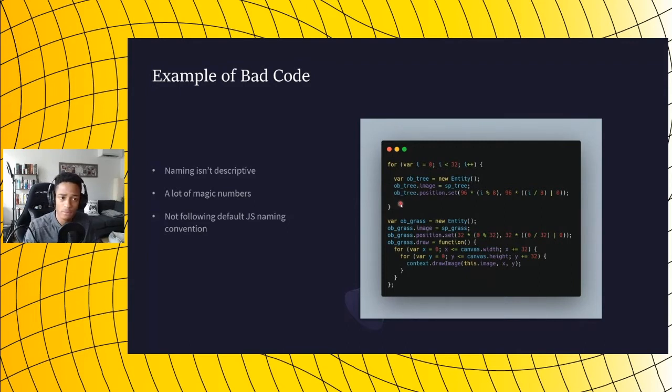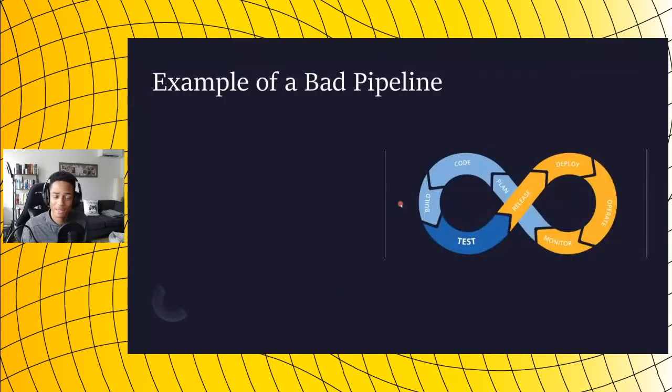So now that we've given an example of what bad code might be, let's take a look at an example of what exactly a bad pipeline might be. Now, for this specifically, I wasn't able to find a bad pipeline that we can actually dive into and take a look at. But what I wanted to do instead is try to highlight at least an example of what a bad pipeline might look like.